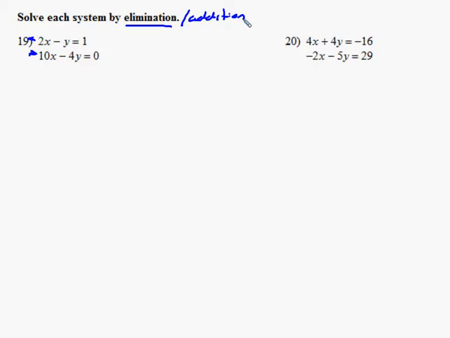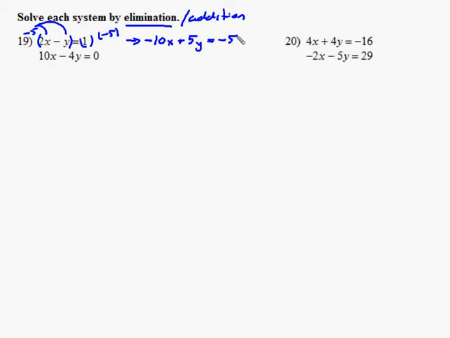So what I'm going to do is work with the x values. Working with the x values, I want to find a common multiple of 10 and 2. Well, I can change this to be a 10 by multiplying by 5, but I don't want a 10 because I already have a 10 here. I want -10. So I'm going to multiply both sides by -5, so I get opposite coefficients for my x value. So I have to distribute here. This would be -10x plus 5y equals -5.